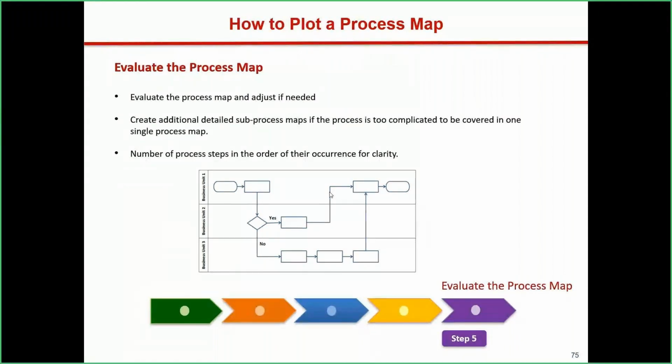Evaluate the process map and adjust if needed. Create additional detailed sub-process maps if the process is too complicated to be covered in one single process map. Number the process steps in the order of their occurrence for clarity.